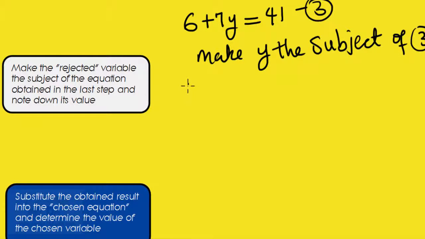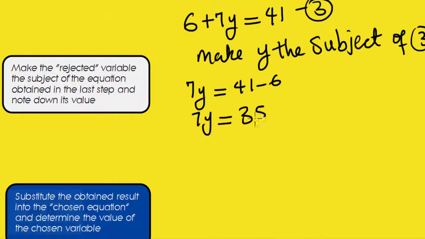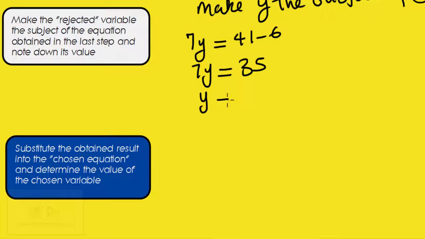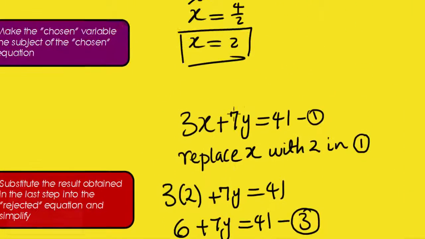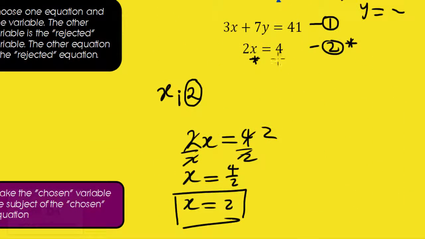Subtracting 6 from both sides gives 7y equals 41 minus 6. 7y equals 35. Dividing through by 7 gives y equals 35 divided by 7, which is 5. So now we know y is 5. We have one value of one of the variables. We now want to know what x is, by substituting this y equals 5 into the chosen equation, which is equation 2.